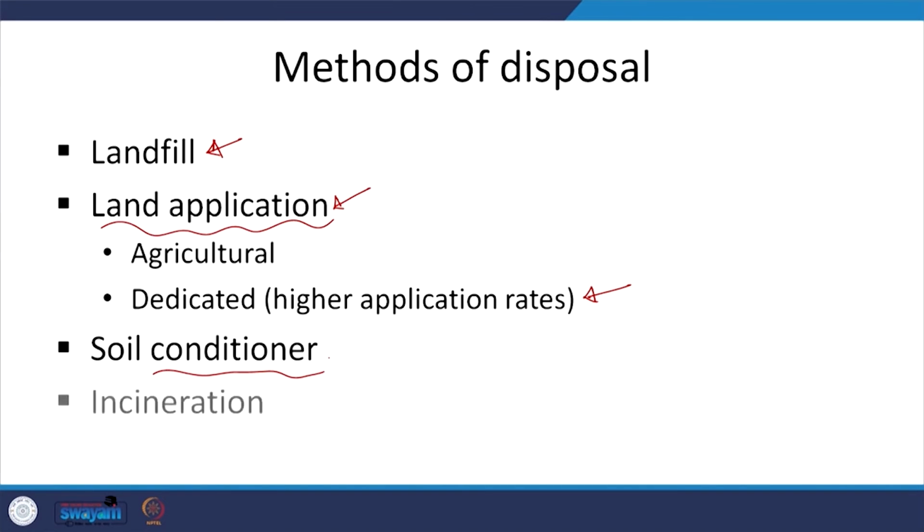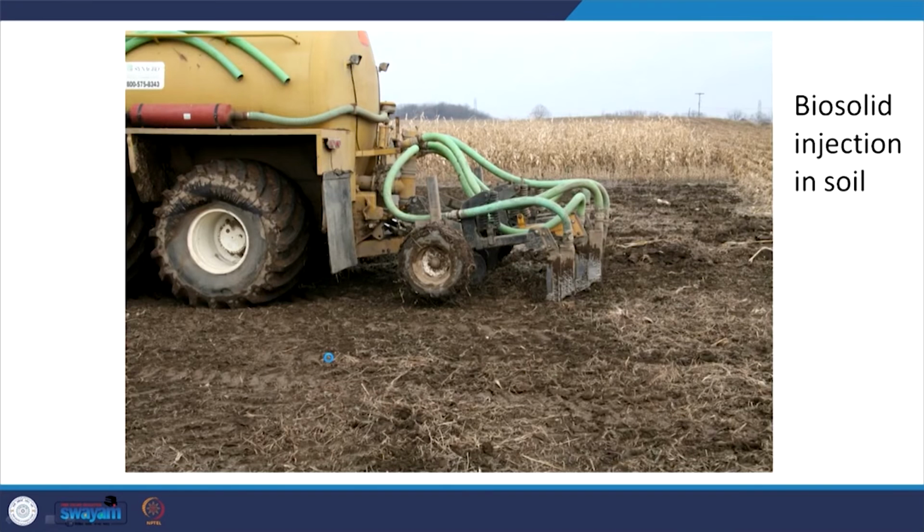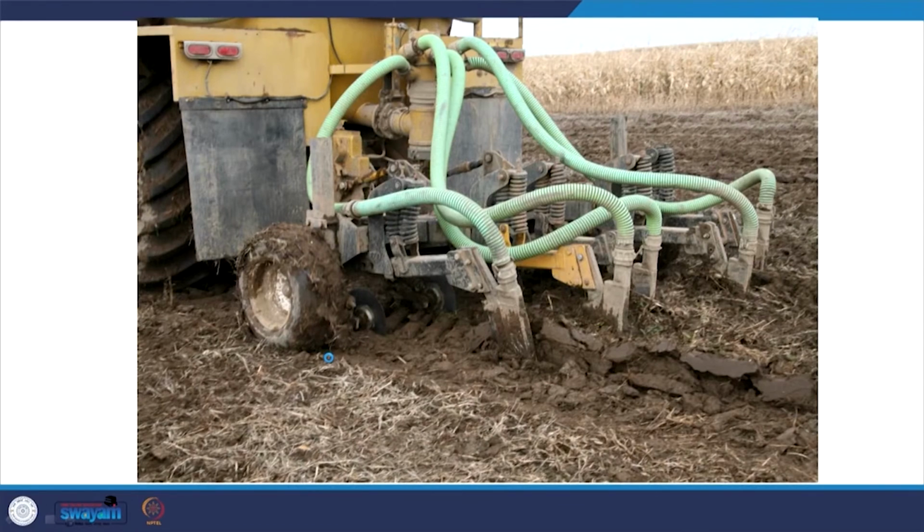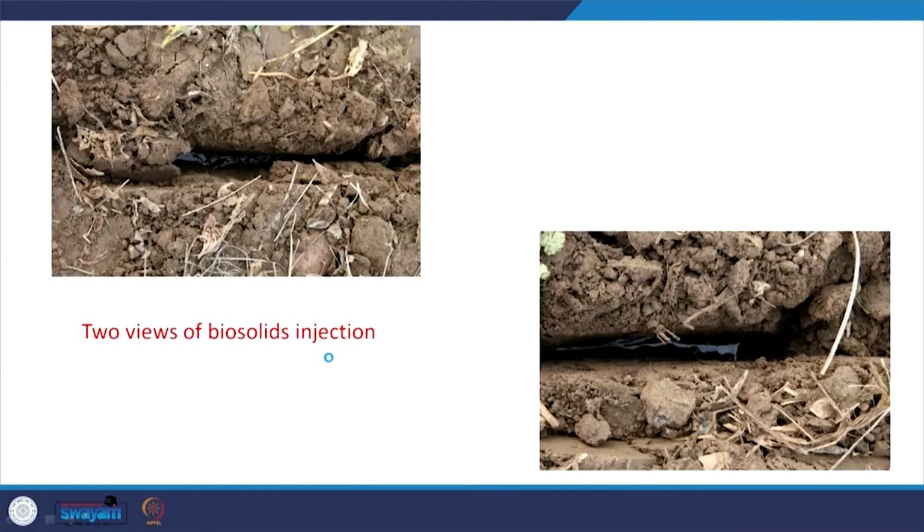So, let us move on. Incineration, but again not a great practice. If you are trying to inject the biosolid into the soil, this is what it will look like in agricultural practice. You are going to have these rows and you are going to inject the biosolids there.